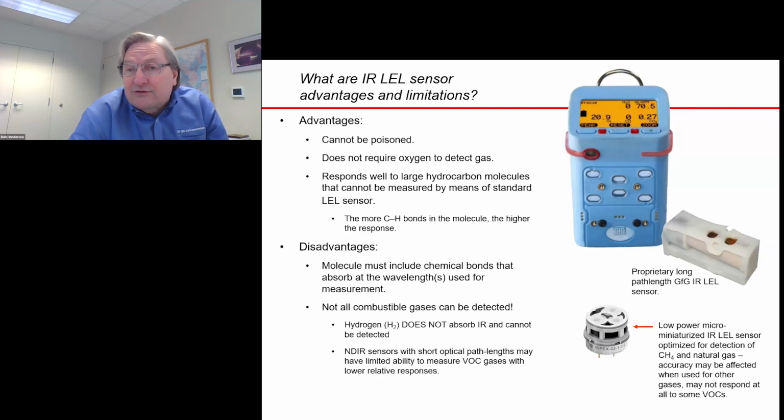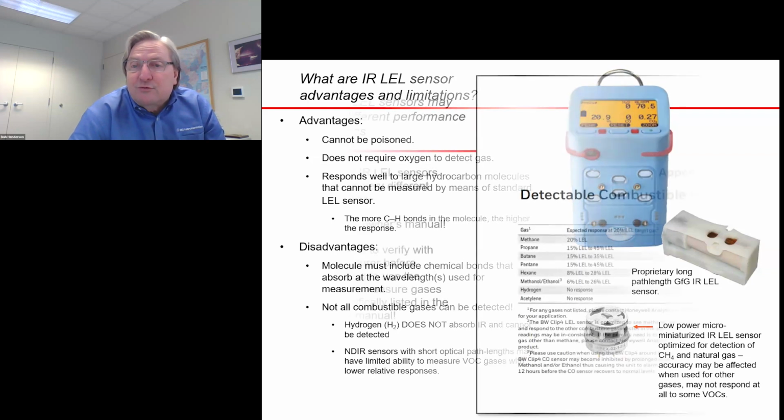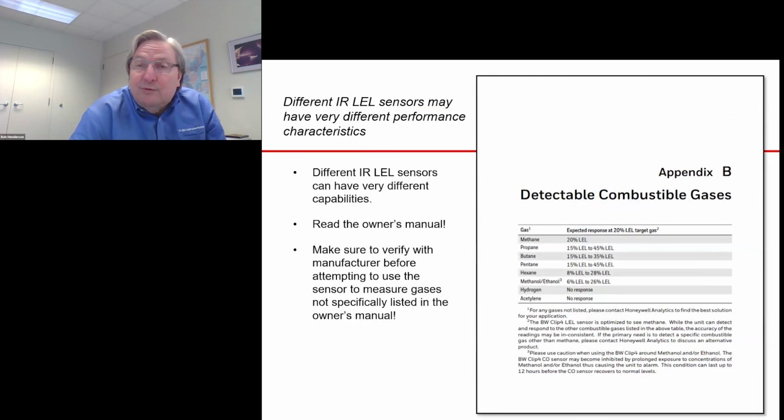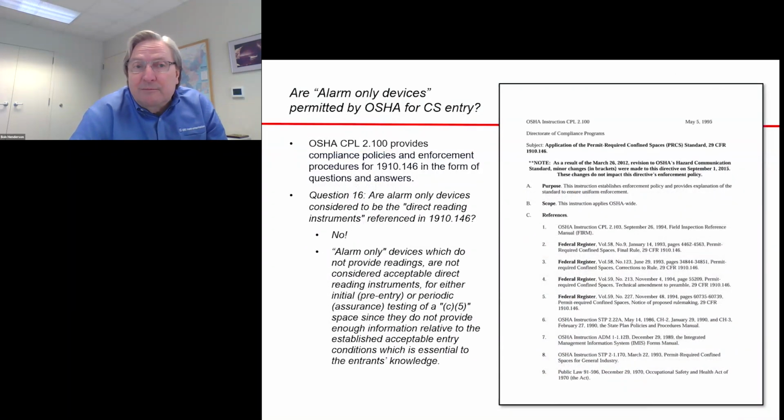It doesn't require oxygen to be present in order to detect gas. It's a really brilliant sensing technology, but what you get out of the sensor changes from one manufacturer to another, and you really want to read the owner's manual. Some of the miniaturized low power LEL IR sensors are really good for methane and nothing but methane. And the only way that you're going to find that out is if you read the owner's manual.